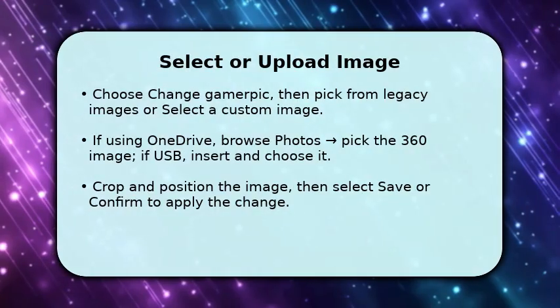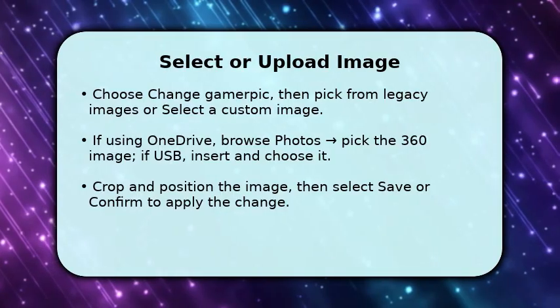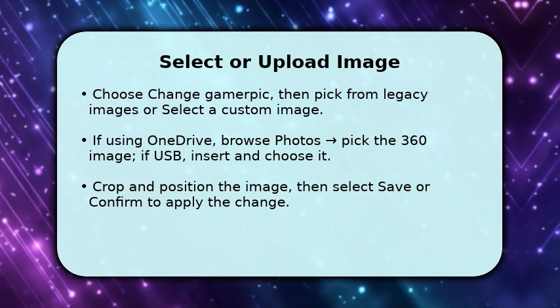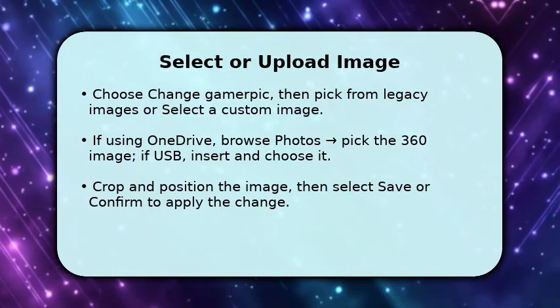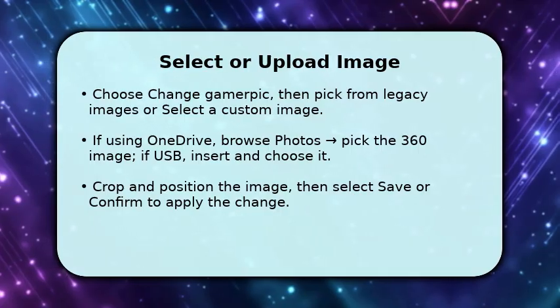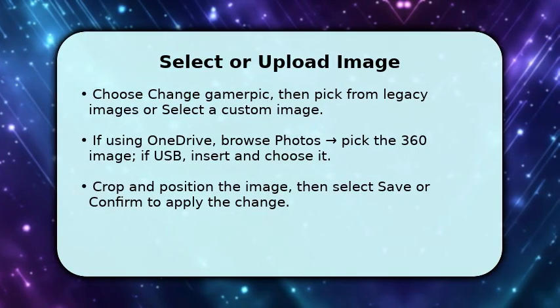Once in Customize Profile, select Change Gamerpic to reveal options. Pick a legacy Xbox 360 image if it appears, or choose Select a custom image to use your saved file. If your image is on OneDrive, open the OneDrive picker under Photos and choose the file. If it's on USB, insert the drive and browse to that folder.